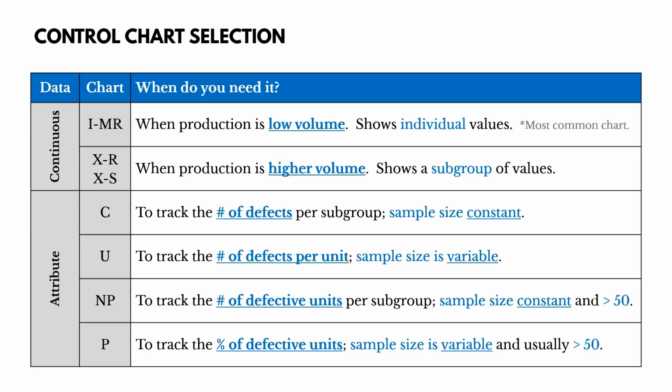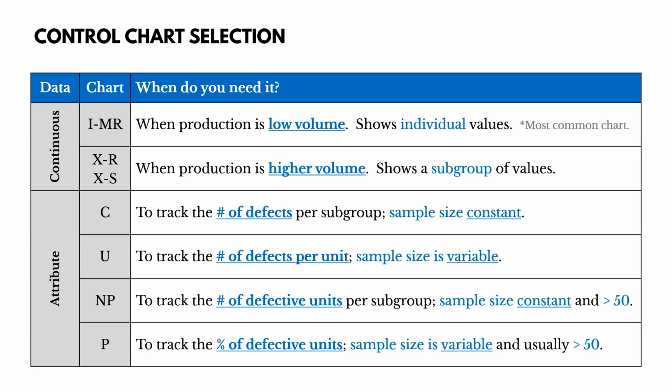So with continuous data, the first chart is the IMR chart, or the individuals and moving range. This works really well when production is low volume because it shows individual values on your chart. And this is probably the most common type. It works well when your production is low and you've got continuous data.